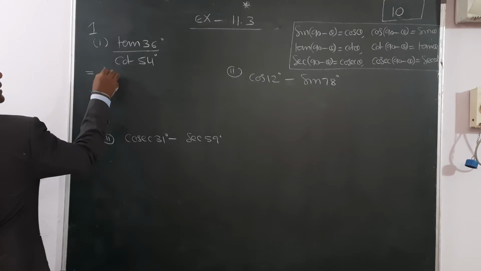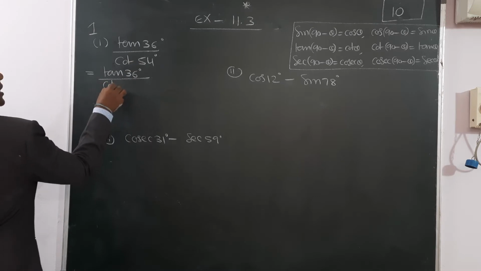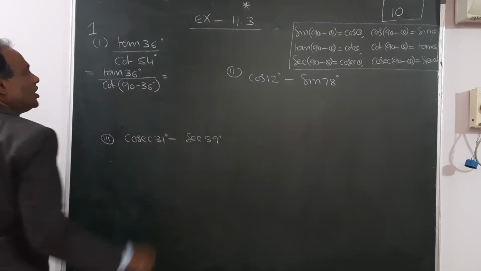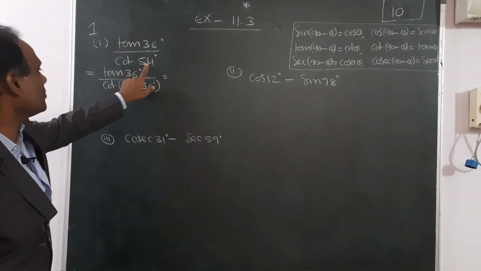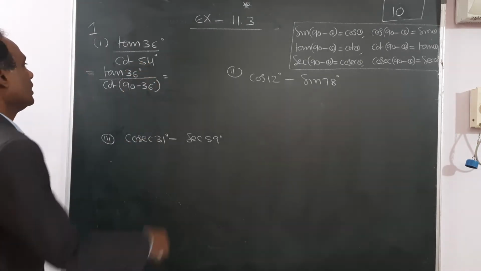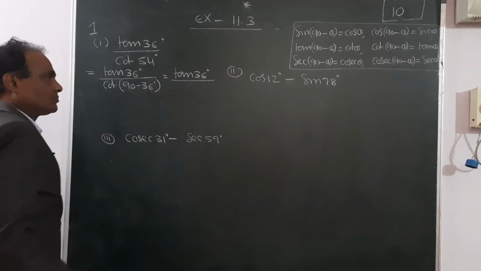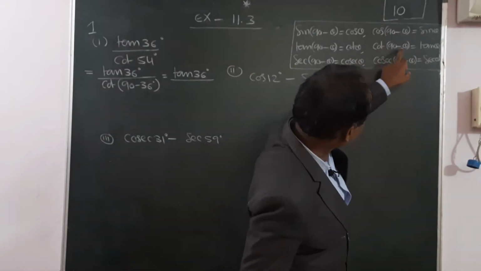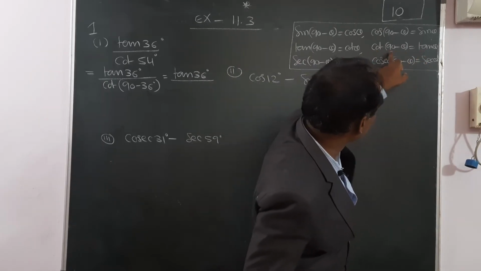So see here, tan 36 degrees by cot 54 degrees. I am writing 54 as 90 minus 36. What is 90 minus 36? 54 only. 54 can be written as 90 minus 36. Now, tan 36 degrees by cot 90 minus theta. What is cot 90 minus theta? Tan theta. Cot 90 minus theta directly will become tan theta.